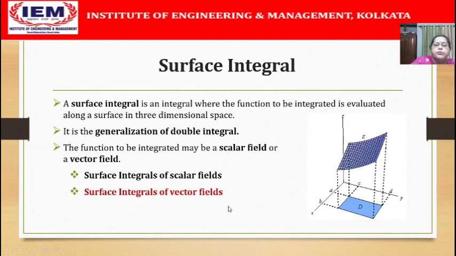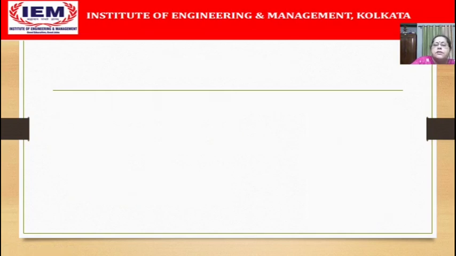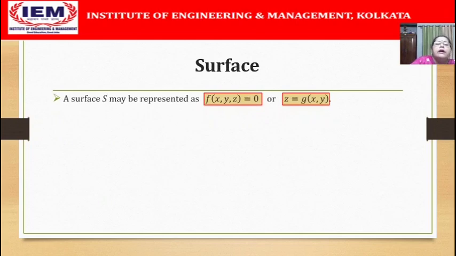But before we proceed to define surface integrals, first let us see how we represent a surface. A surface S in Cartesian coordinates may be represented as some function f of x, y, z equal to 0, or z as some function of x, y. For example, we know that the equation of a sphere is given by x squared plus y squared plus z squared equal to 0. So this is of course in the form f of x, y, z equal to 0.